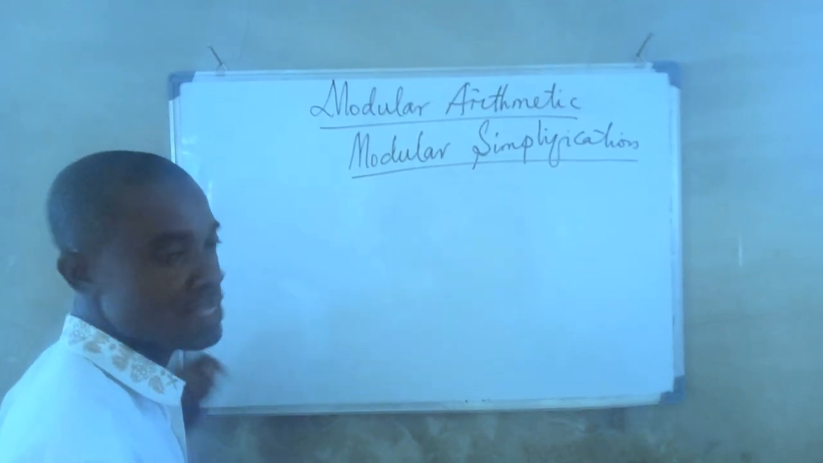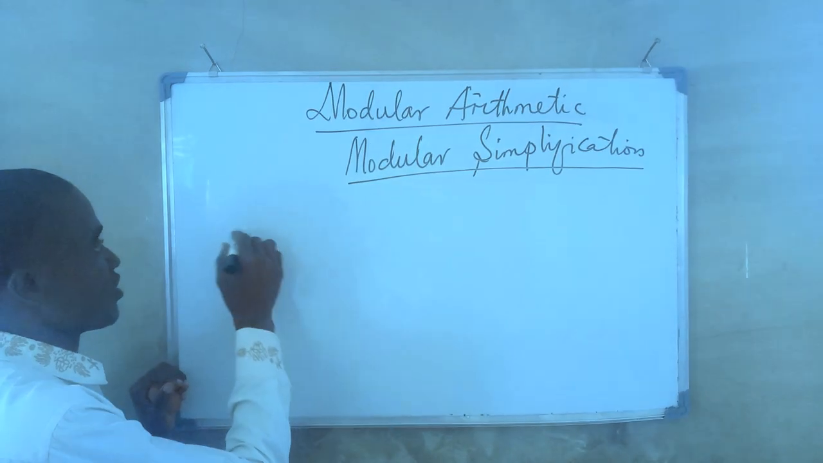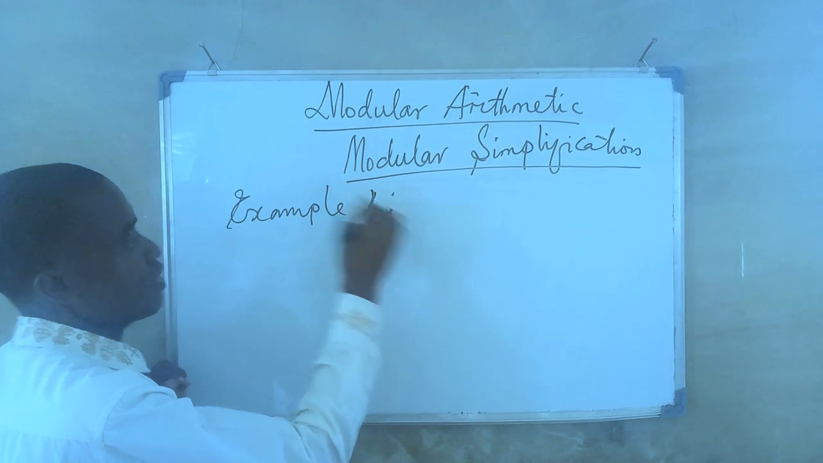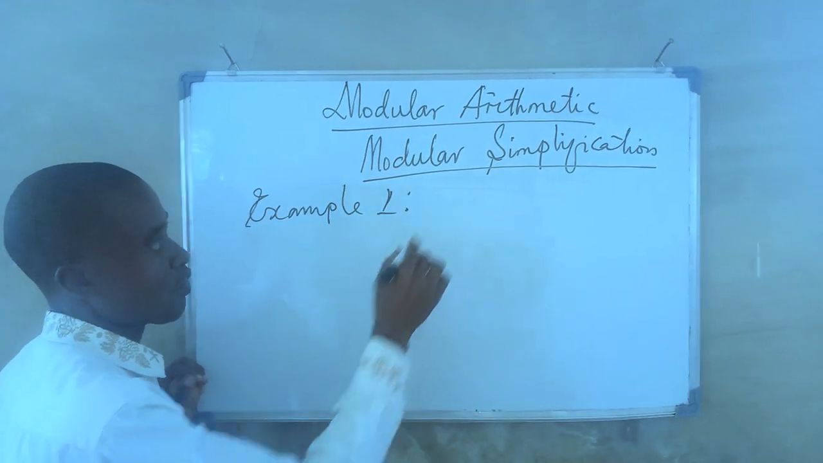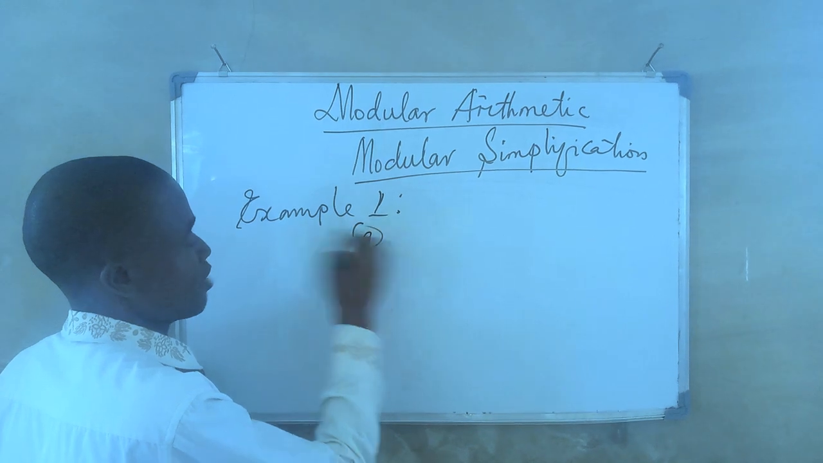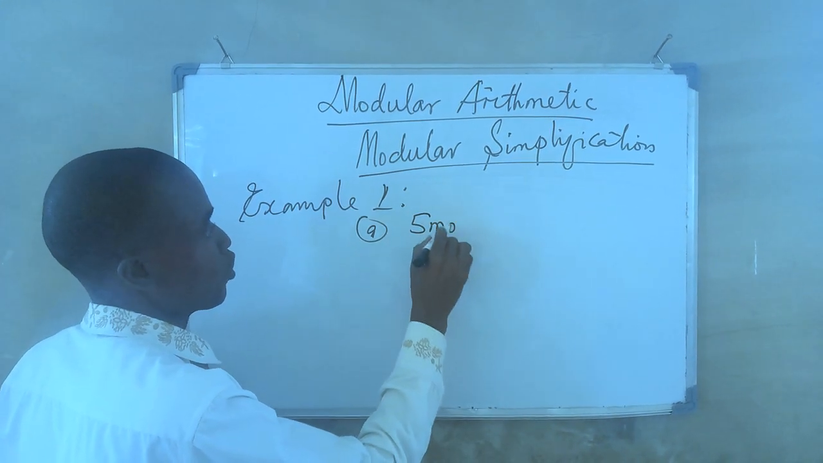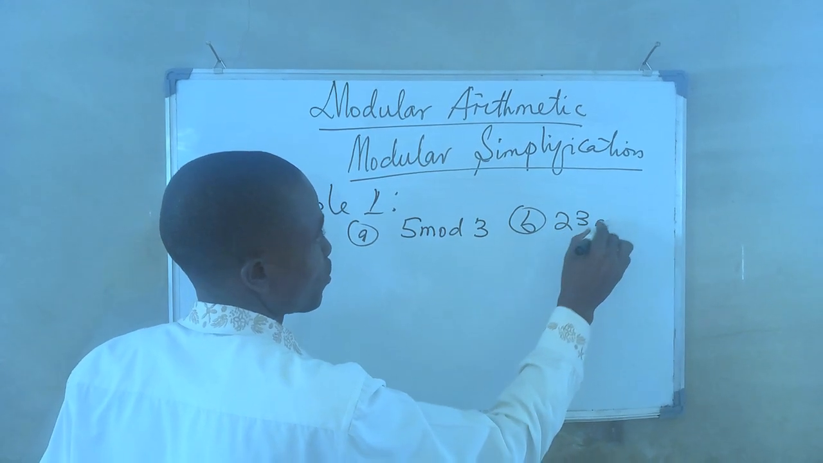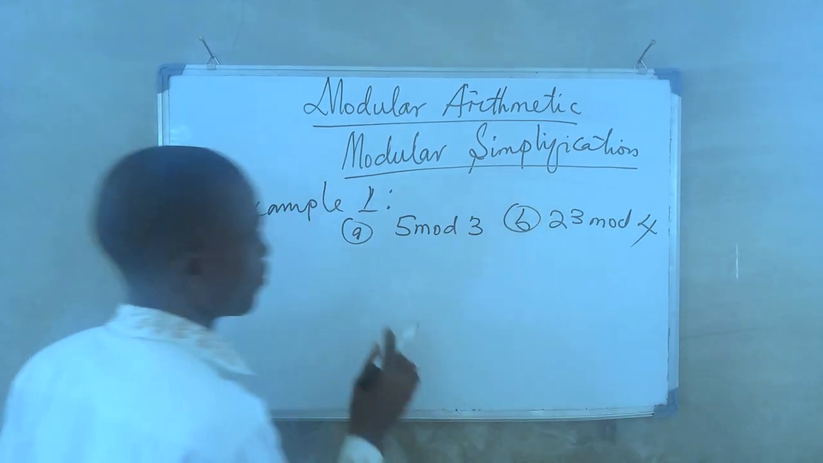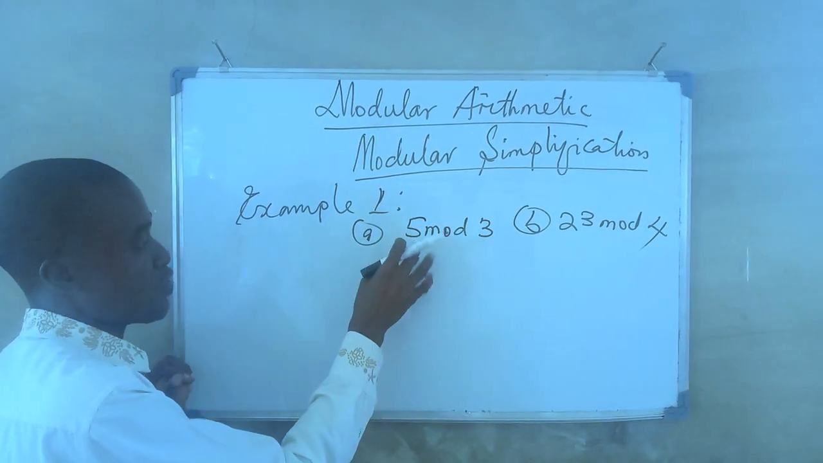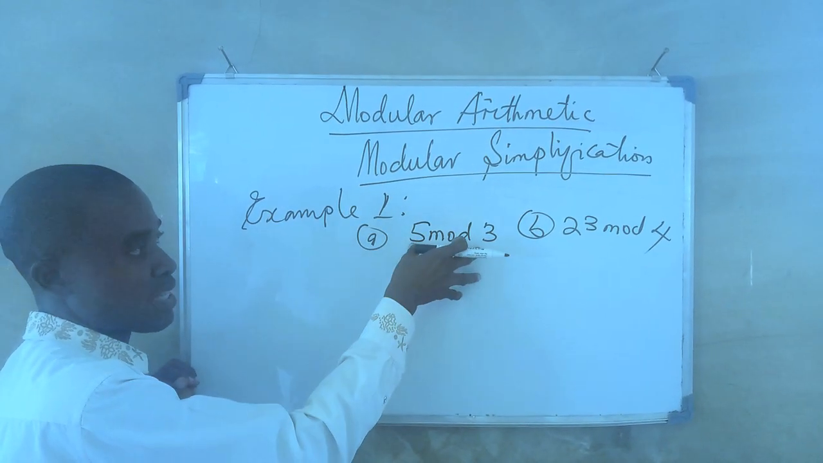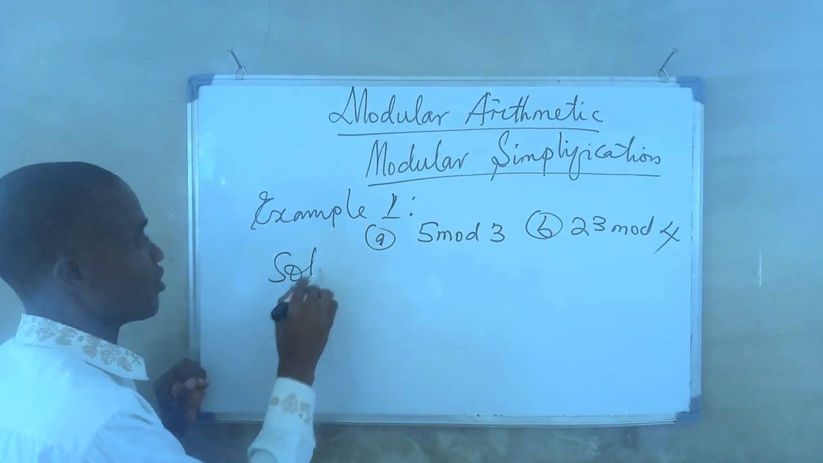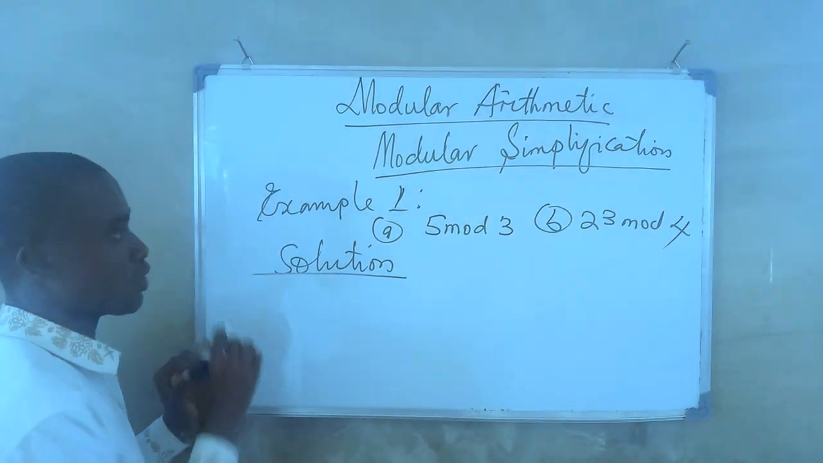Today we are taking modular simplification. Example: simplify the following. 1. Let me take A, 5 modulo 3, B, 23 modulo 4. What do you mean to simplify? You have to reduce this in such a way that the remainder is less than the modulo. Let's take the solution of these two questions.